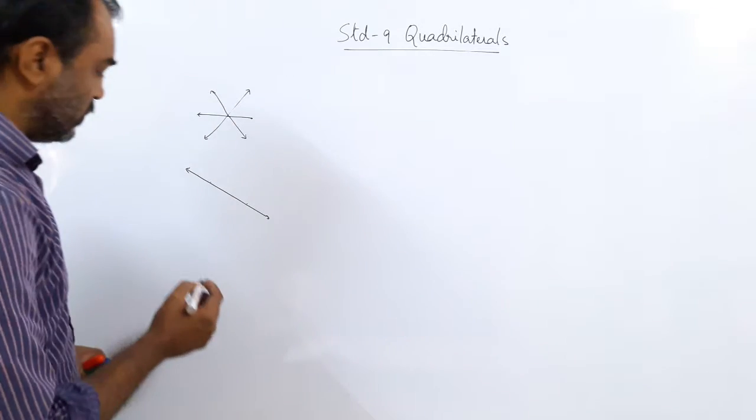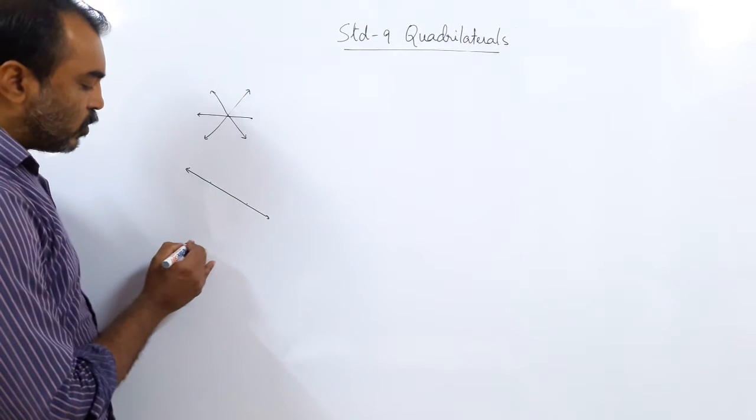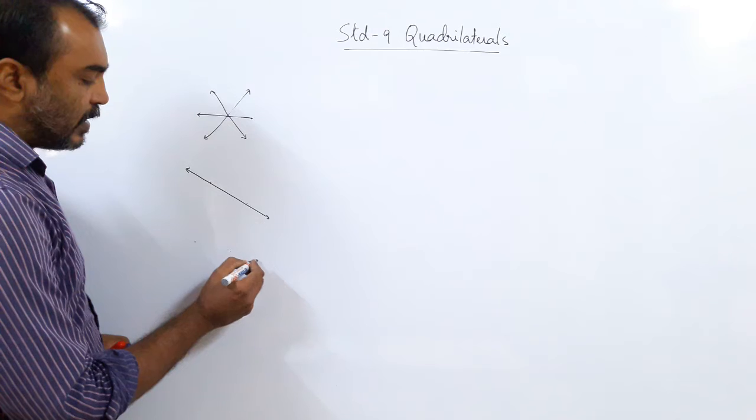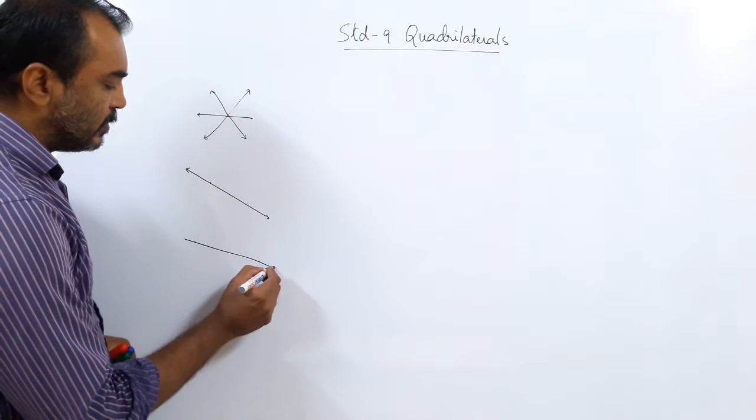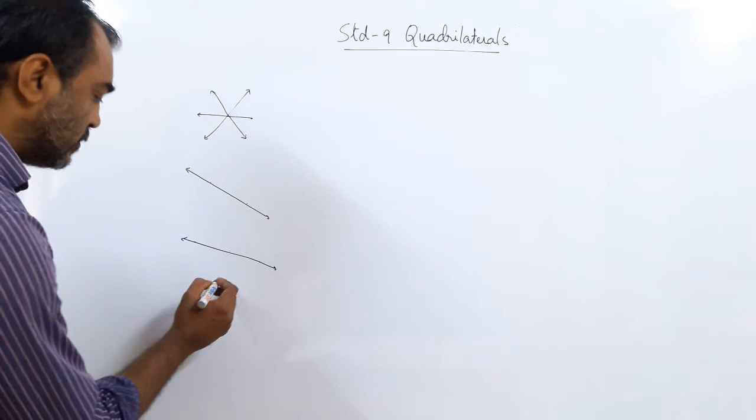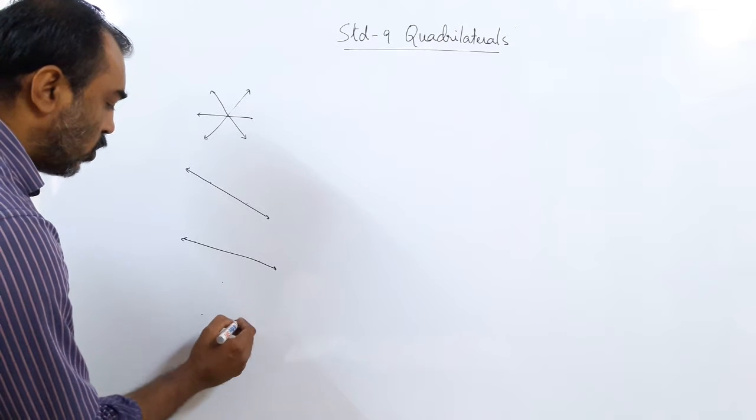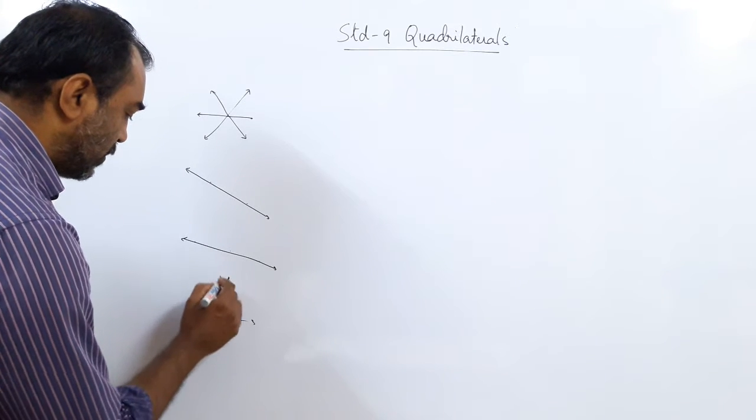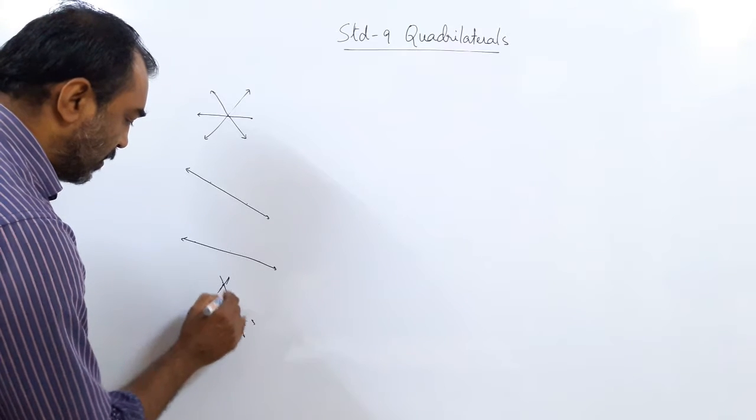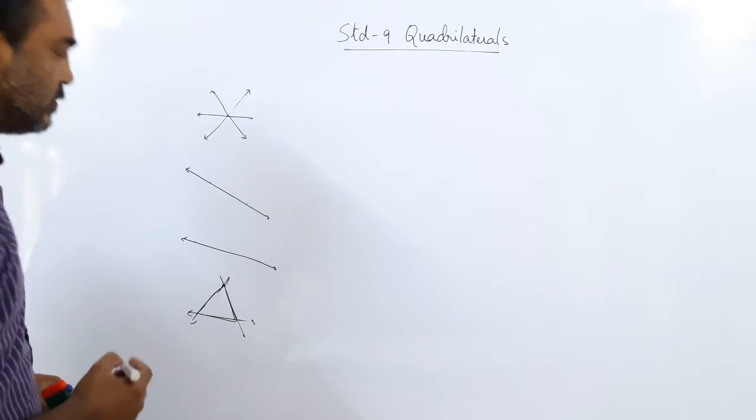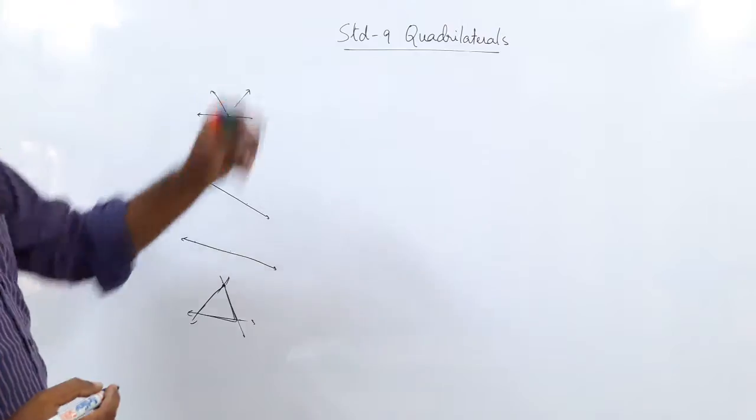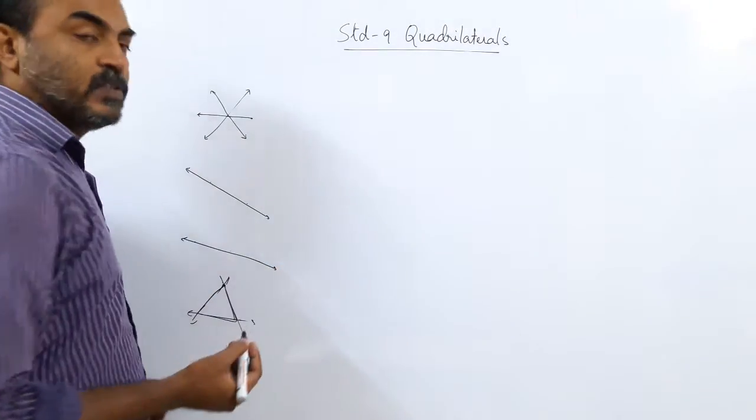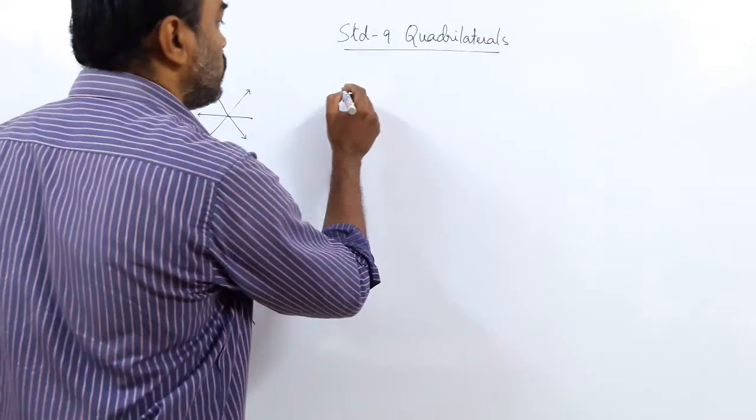When we have 3 points, we get 2 possibilities. Either the 3 points are collinear, then only one line will pass. If the 3 points are not collinear, then 3 lines will pass, making a triangle. Yes? So now, in this chapter, let us see when we have got 4 points in the plane, the possibilities.